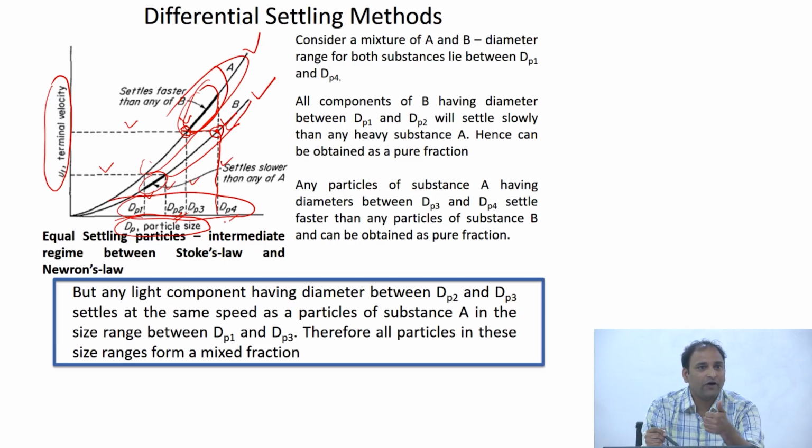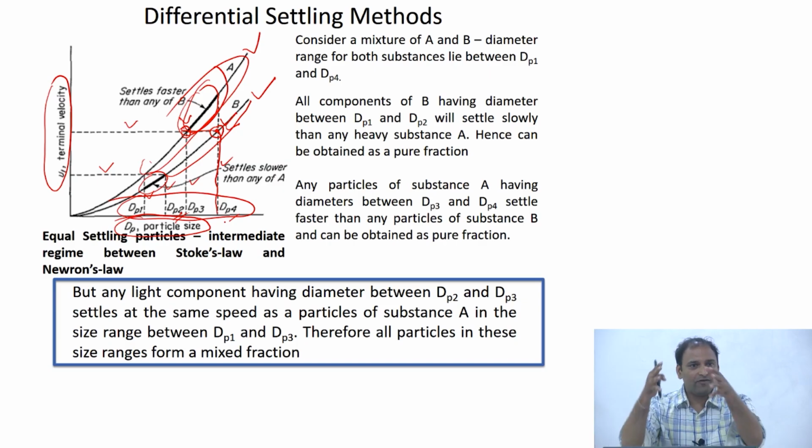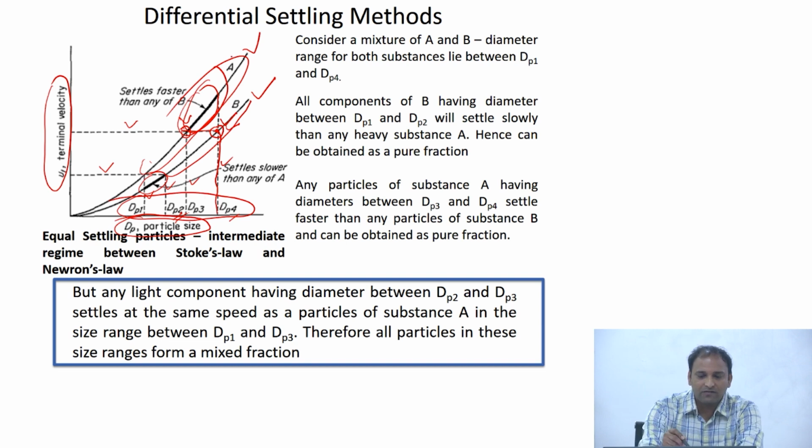So if I do experiments for a relatively short period of time, I have a column, I introduce the particles at the surface of the fluid. If I withdraw the particles from the sediment after an appropriate time, all the particles of type A from dp3 to dp4 would have settled to the bottom, and what you would have in the fluid would be all the particles of B from dp1 to dp4 and all the particles of A from dp1 to dp3, right? They will continue to remain in the fluid.